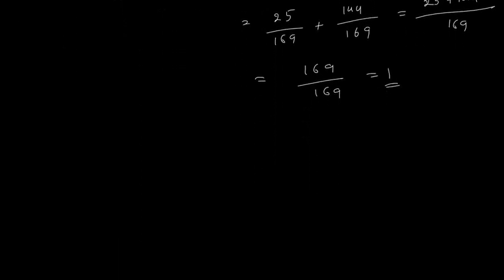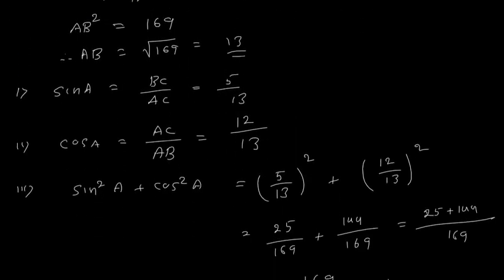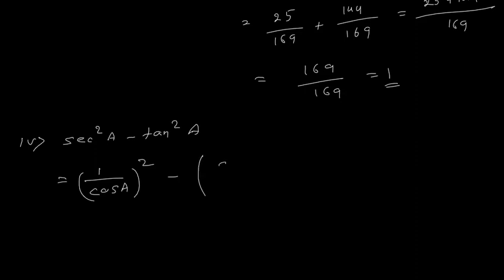So the answer to the third is 169. Now the fourth question is sec square A minus tan square A. What do you mean by sec? It is the reciprocal of cos. So I will write this as 1 upon cos square A, or 1 upon cos A the whole square, minus tan square A, where tan is sin A upon cos A.